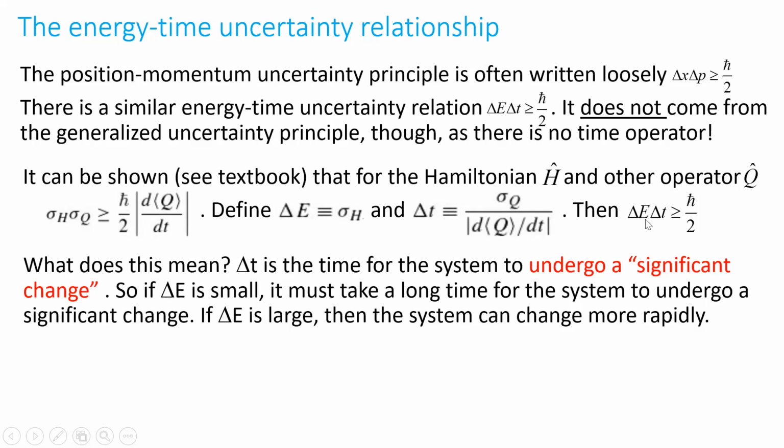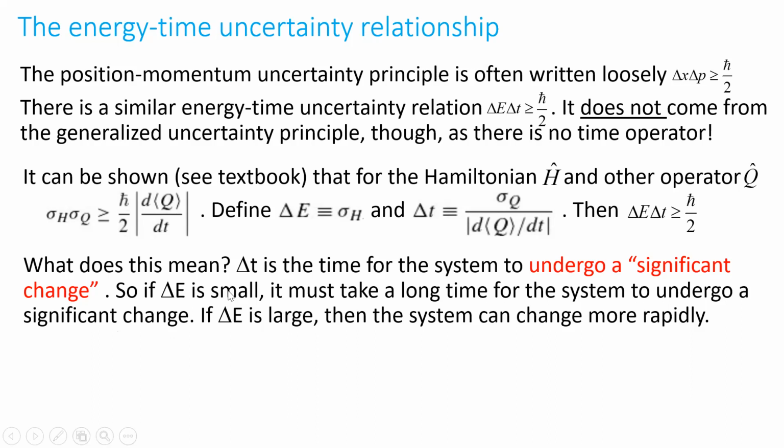So if we look at this uncertainty principle, if delta E is small, then since the product with delta T must be greater than or equal to h bar over 2, it must take a long time for the system to undergo a significant change. So delta T must be large. So it must take a long time for the system to undergo a significant change.